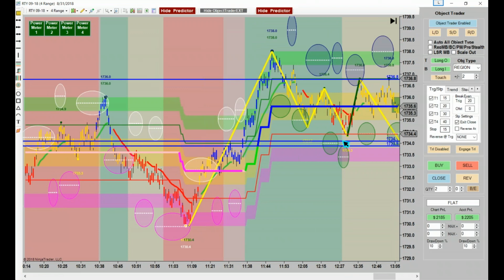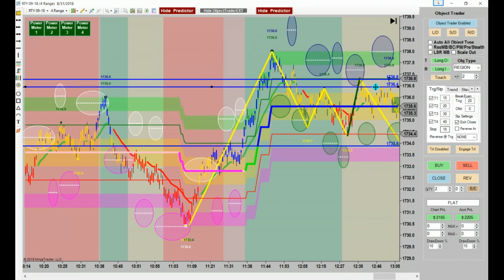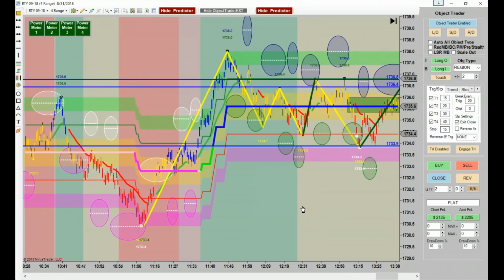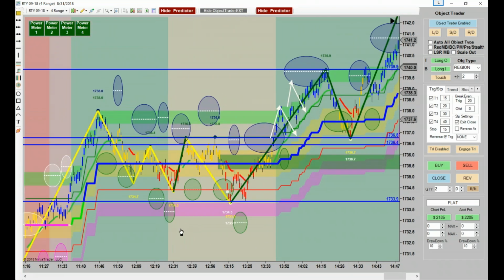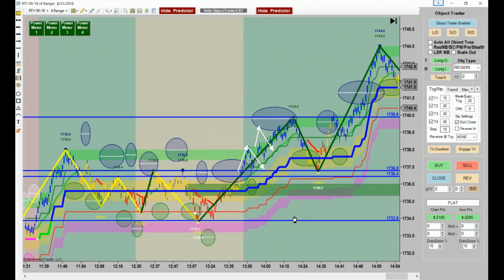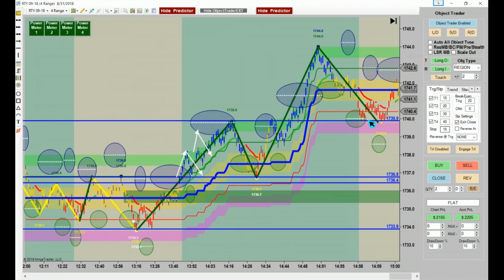Everybody see these where you can draw your lines on your chart? Draw your line there because it's already, and then look what happens. See there, kissed it perfectly. Kisses it perfectly.